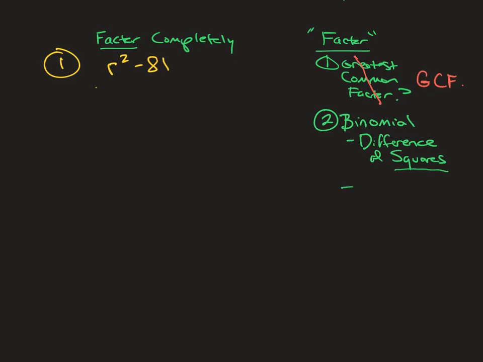The second option is difference of cubes. I'll talk about cubes in just a second. But difference in both of those is subtraction. Here we've got a minus in the middle of the r squared and the 81, so it's definitely going to be difference of something. And the last option with binomials when you're factoring is sum of cubes. Sum is addition, so we're definitely not going to be doing sum of anything. This is either difference of squares, difference of cubes, or it's not factorable.